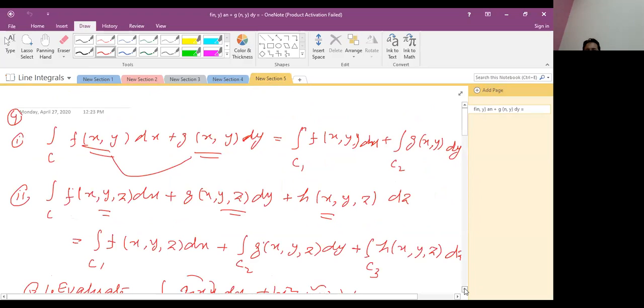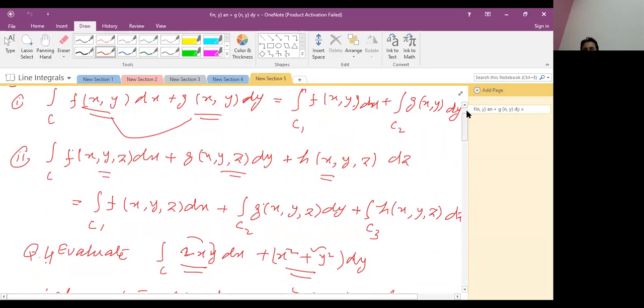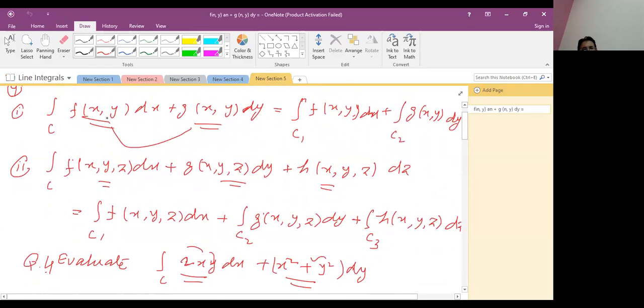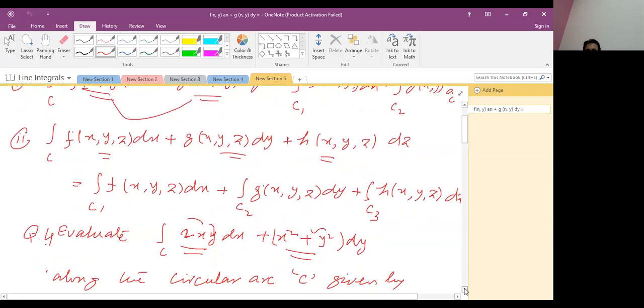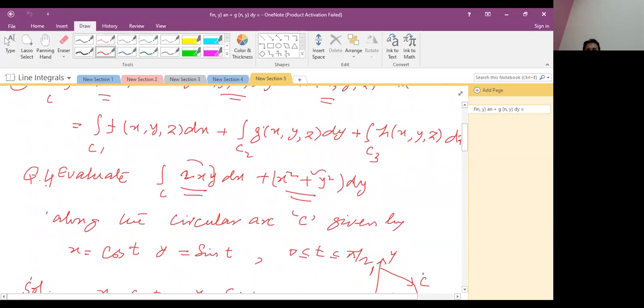Now the case number 4. What is case number 4? Student, if you are given two functions in the line integral, you separate both of them and call them C1 and C2 in two space. Similarly, if it is in three space, we separate it into three different curves for the given different functions.